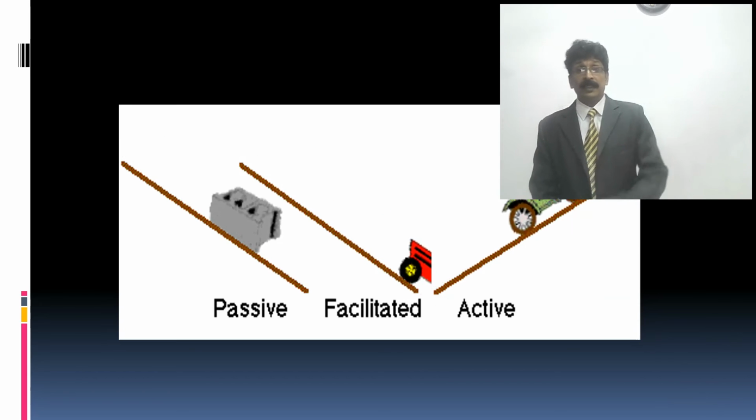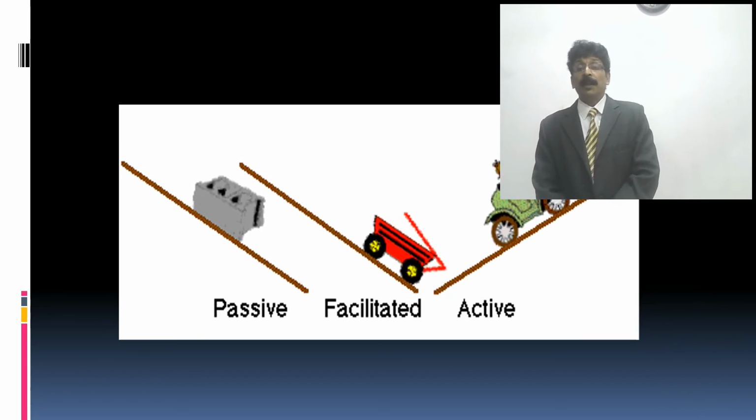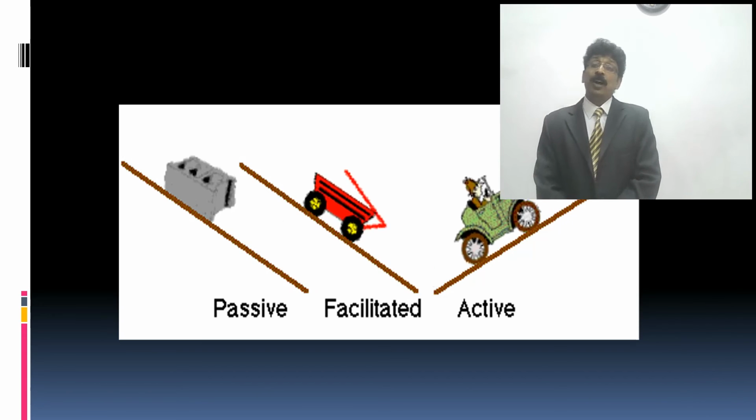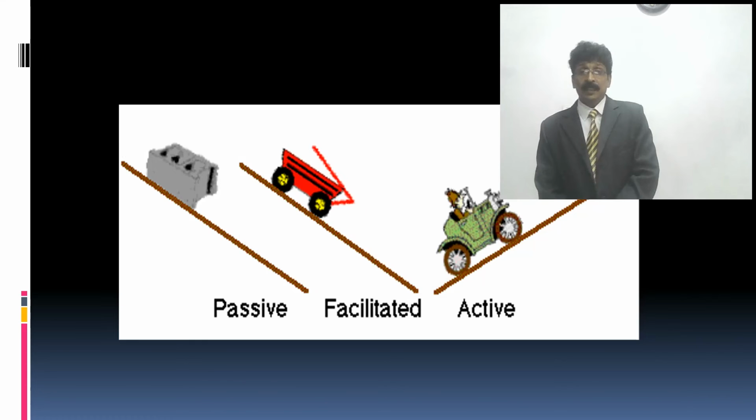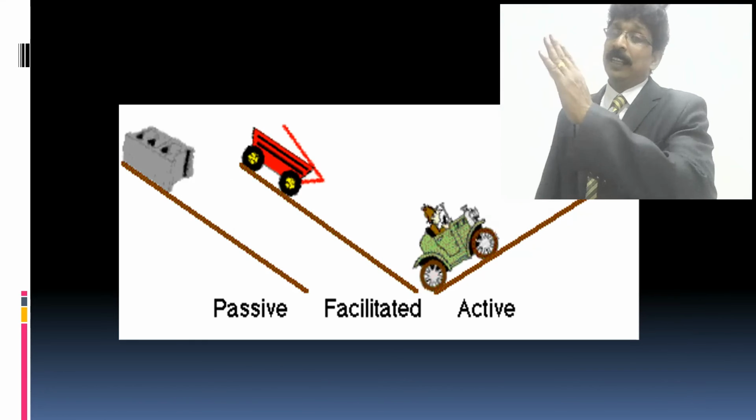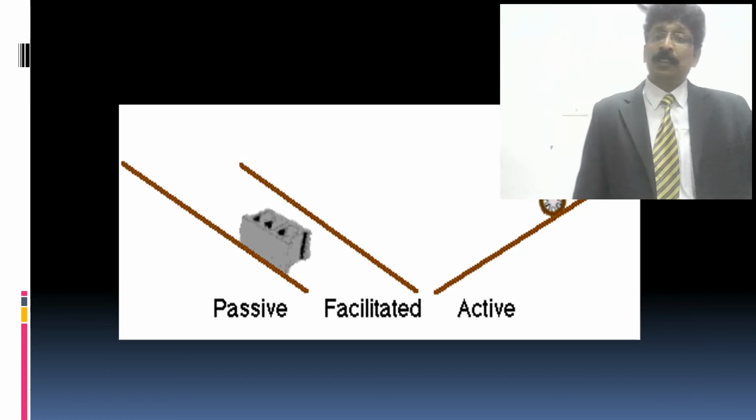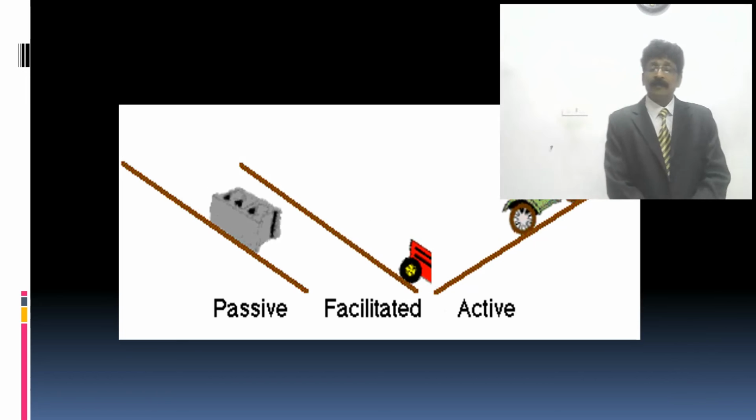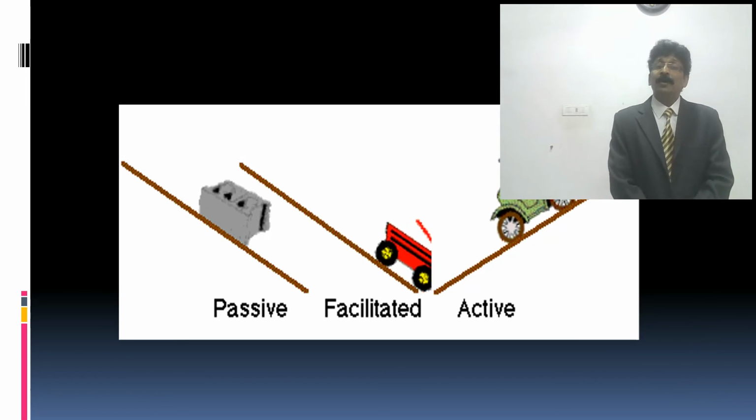That is, it needs a carrier. But you see, active transport needs a carrier, but it moves in the opposite direction, from lower concentration to higher concentration. These all are from high to low. This is from low to high. Active transport needs energy.